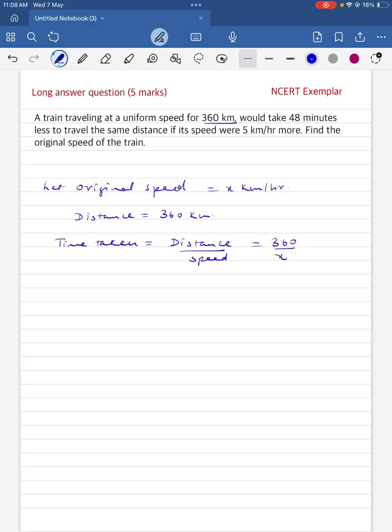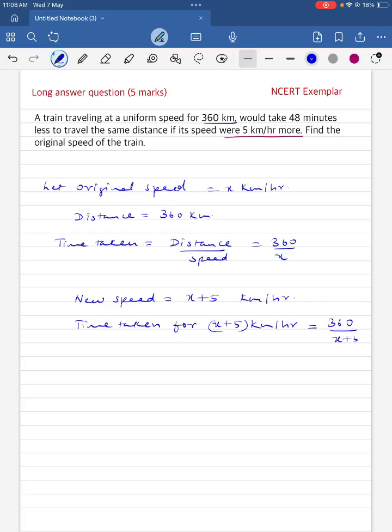Okay. Now, according to the question, they have said that the speed was increased by 5 km per hour. Okay, so let's find out what the new speed would be. New speed now became x plus 5 km per hour. And the distance remains as 360 kilometers. So let's try to find the time taken for this new speed. Time taken for x plus 5 kilometer per hour would be equal to distance divided by speed, which is x plus 5.